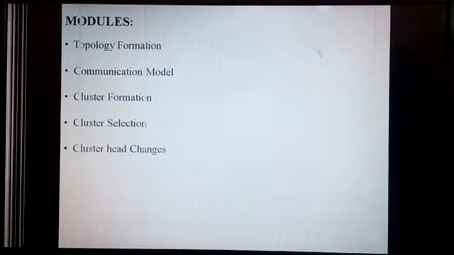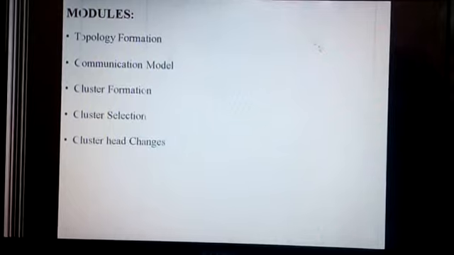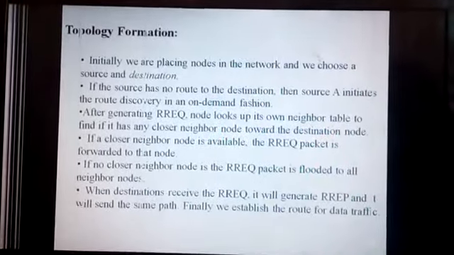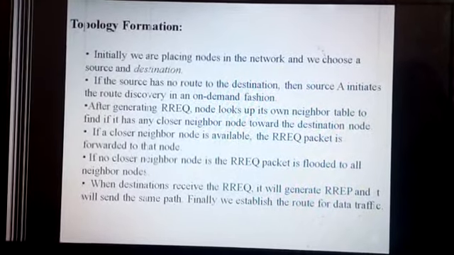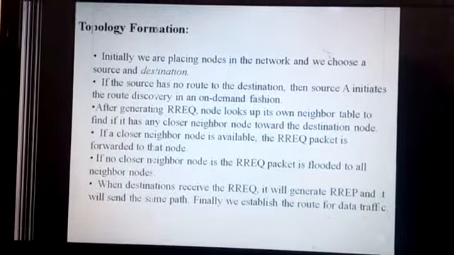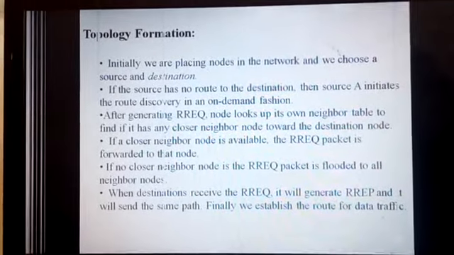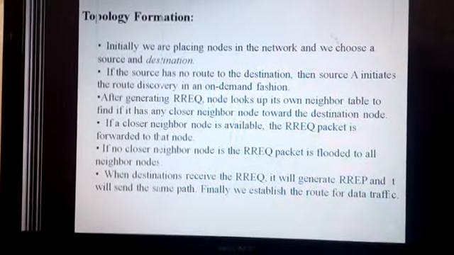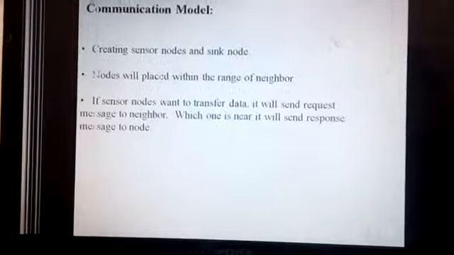We have five modules: topology formation, communication model, cluster formation, cluster selection, and cluster head changes. First, the topology formation is similar to the route discovery. It means a source and destination. It gives the route request and the route reply. In this way, it receives and transmits the information with a route for data traffic.